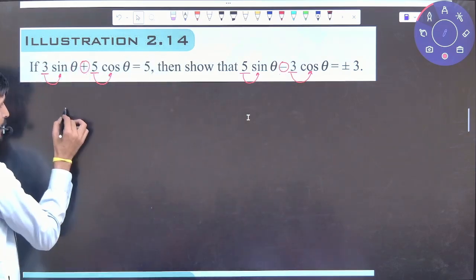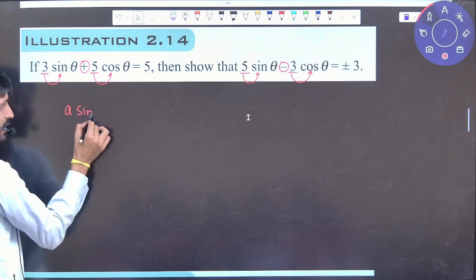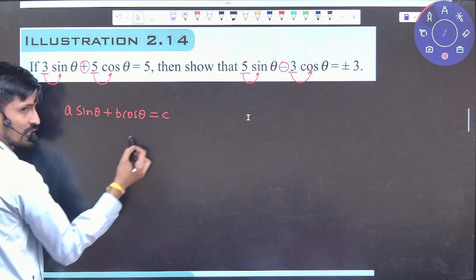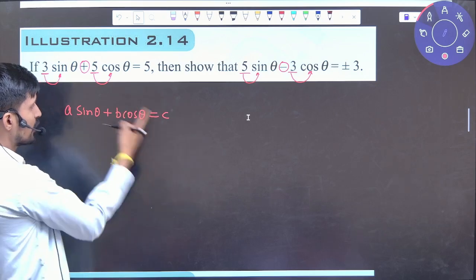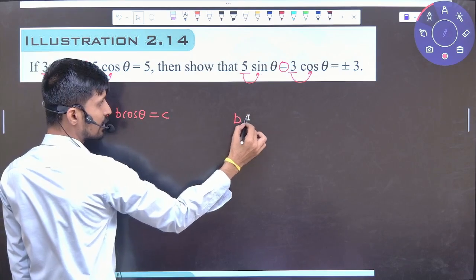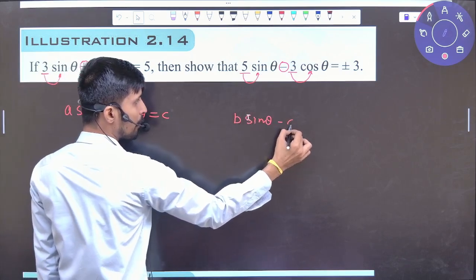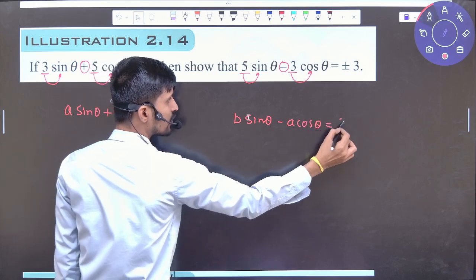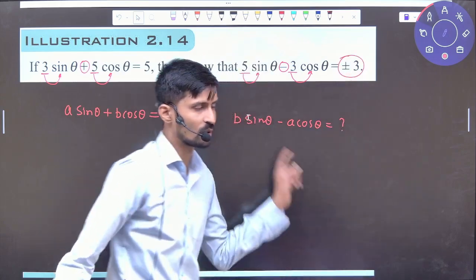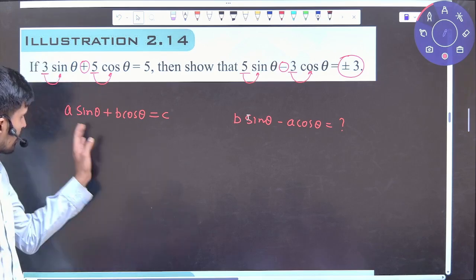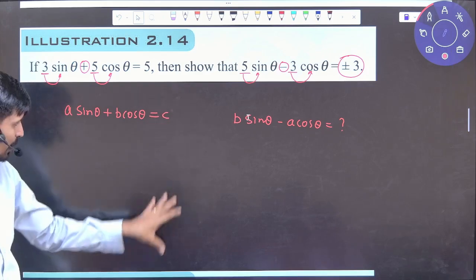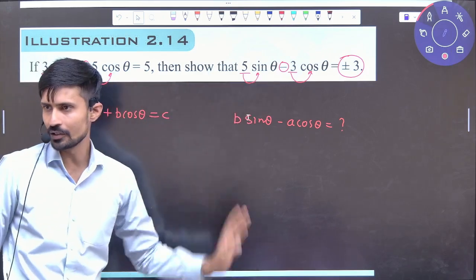It means suppose I am writing one question, a sine theta plus b cos theta is equal to c. So according to this expression, what is that expression? Can you tell me? B sine theta minus a cos theta is equal to what? This plus minus 3 we have to prove now, but we don't know yet what we'll get here. So I am going to tell you how to solve this. I will tell you this part. You have to solve that by yourself at home.